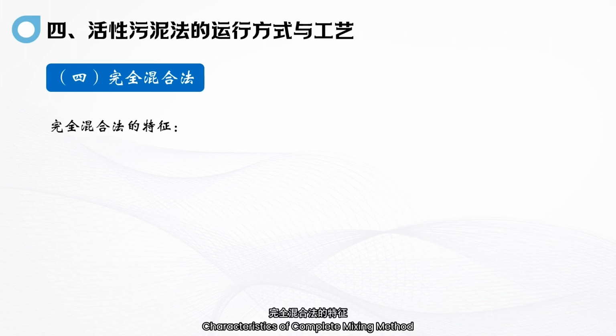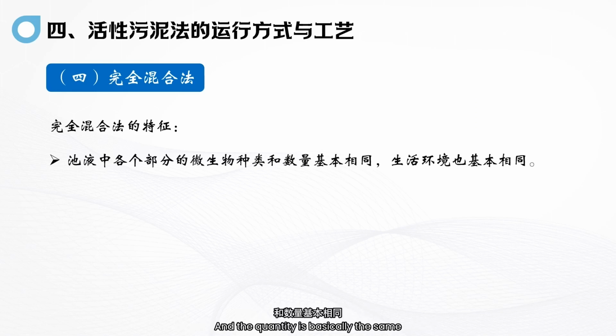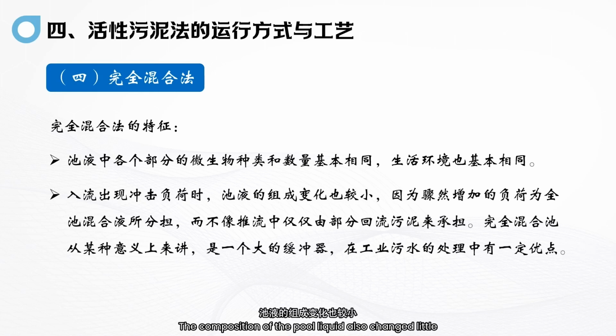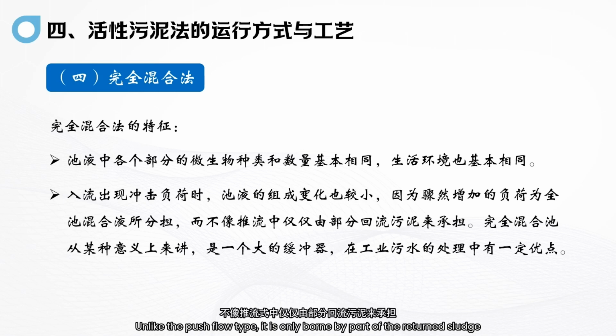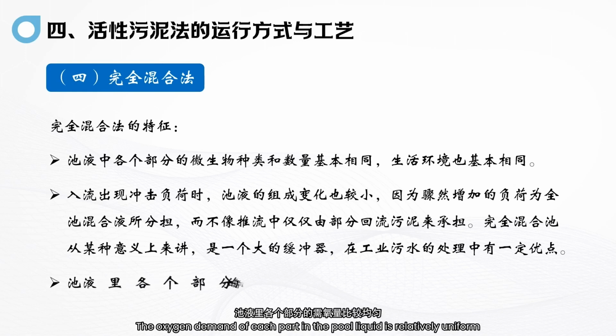Characteristics of the complete mixing method. 1. Microbial species in various parts of the tank liquid, and their quantity, are basically the same, and the living environment is basically the same. 2. When impact load occurs in the inflow, the composition of the tank liquid changes little, because the sudden increase in load is shared by the whole tank mixture, unlike the plug flow type, where it is borne only by part of the return sludge. A fully mixed tank is, in a sense, a large buffer, and has some advantages in the treatment of industrial sewage. The oxygen demand of each part in the tank liquid is relatively uniform.